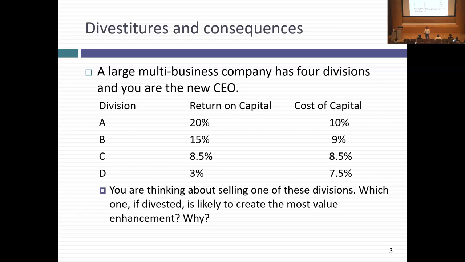Sounds like a slam dunk. Go for it, because I'm just waiting for you on the other side. Okay. Which looks like the outlier? D, right? Looks like a terrible business. And what are we taught in business school? Get rid of the terrible business, right?